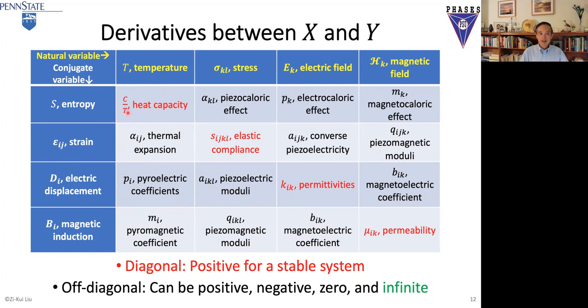Now it's important here, the diagonal terms are always positive for stable systems, but the off-diagonal terms could be positive, negative, zero, or infinite. The diagonal can also be infinite, but the off-diagonal could be negative or positive. But the diagonal terms will always be positive for a stable system.